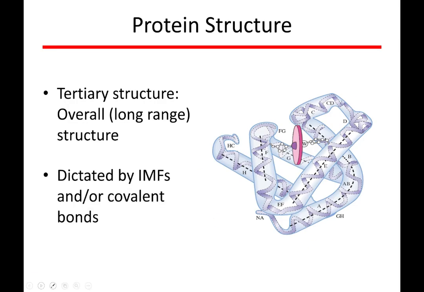Now, this structure is going to be dictated by what maximizes IMFs. It's going to be dictated by covalent bonding interactions. And so that will all play a role in determining the tertiary structure. The key takeaway message from this, and what you need to know from this, is that the tertiary structure tells you the overall structure of the protein.